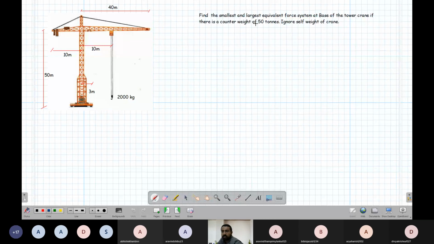Then the next question is: find the largest equivalent force system for the base of the tower if there is a counterweight of 50 tons. Ignore self weight of the crane. So counterweight is a weight given on this side of the crane.